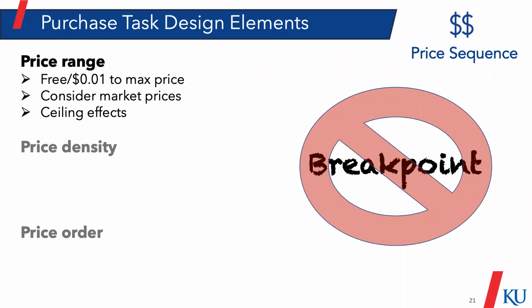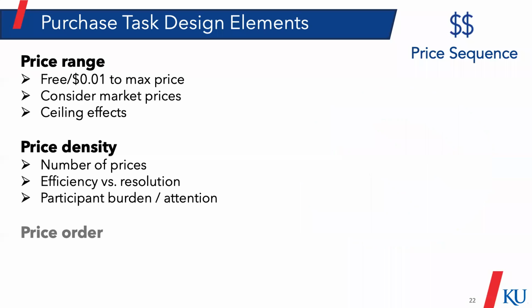The second one is price density. This quite simply is the number of prices that you're going to assess on your purchase task. And here you have to balance the efficiency of the measure. So how much time do you have? How much are you concerned about participant burden and attention span versus the need to have higher resolution? Obviously we would want as much data as we possibly can get, but that can lead to very long purchase tasks that can be quite onerous and burdensome for participants.